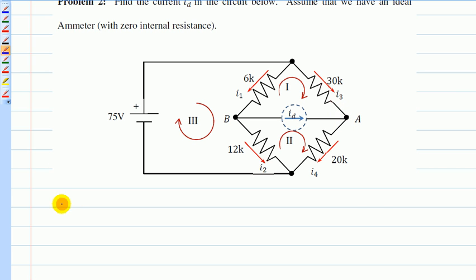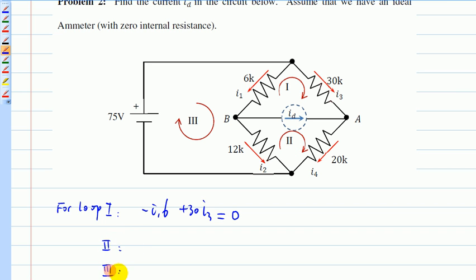Okay. So let's say, for example, for loop 1, this loop right here, and use KVL. We already have this current defined here. So KVL, if I go this direction, then this is negative I1 6, and it's positive 30 I3. And because we assume 0 internal resistance here, this is basically plus 0 equal to 0. That's loop 1. So similarly, you can get for loop 2, right?